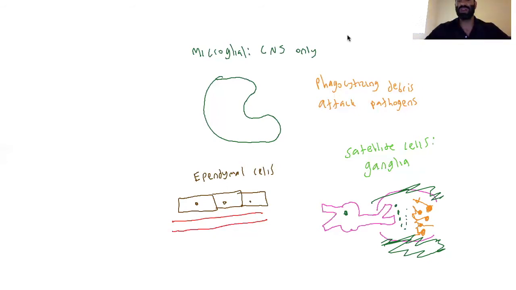Now we're on to events of neuron injury. So I'm going to draw here a neuron. And neurons, they're pretty delicate.